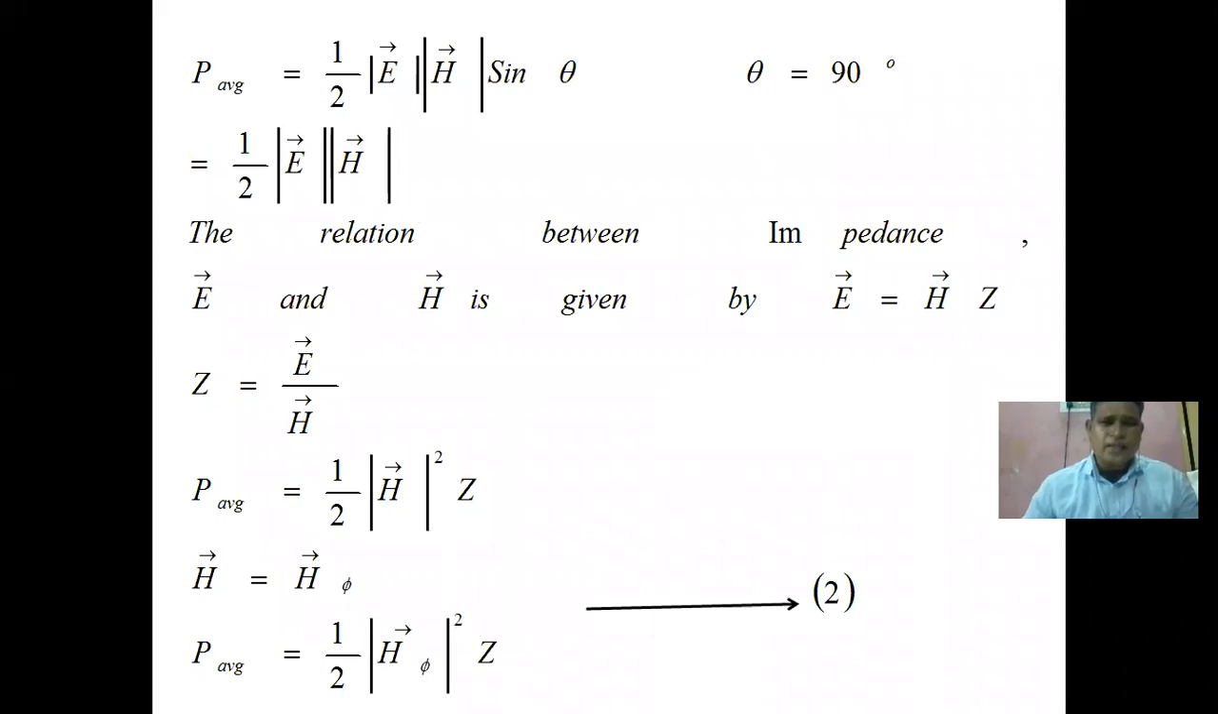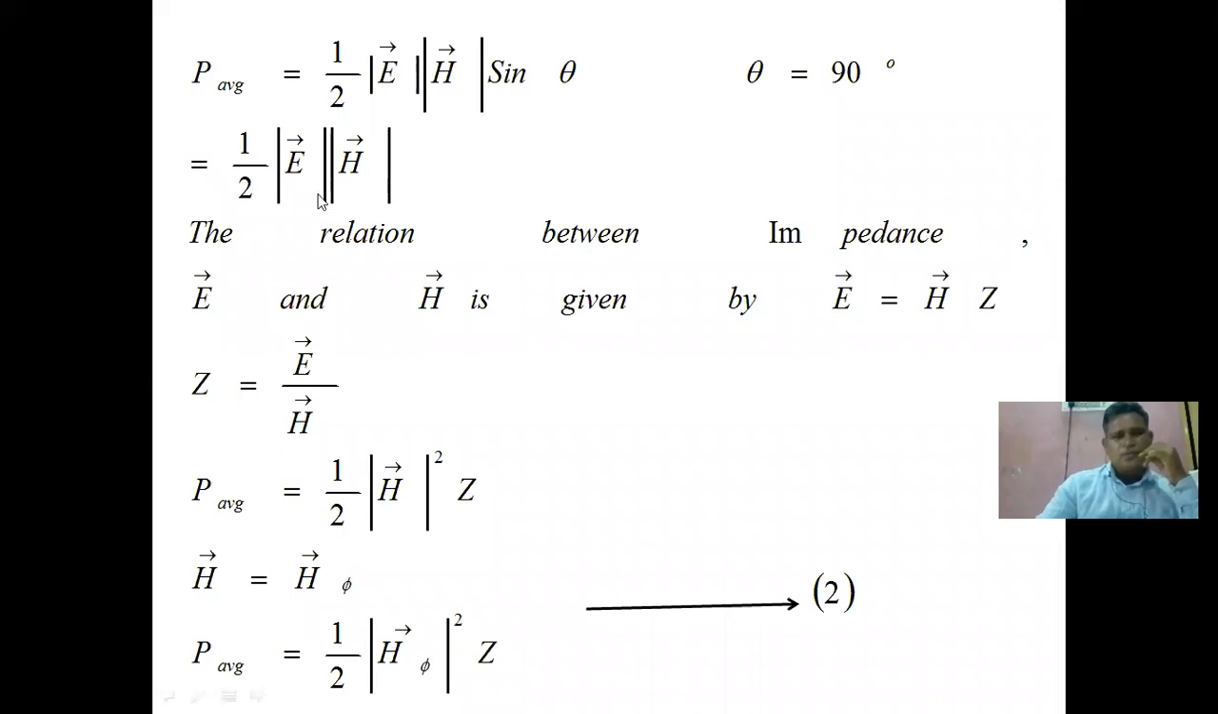This is also a Poynting vector. Here the average power is equal to half times E and H sin theta. Theta is equal to 90 degrees. That's why we are getting E and H. This is the electric field intensity. This is the magnetic field intensity. We know the relationship between electric field intensity and magnetic field intensity, that is E by H is equal to Z. This is the intrinsic impedance. You can write Z or eta naught also. That is approximately 377 ohms.